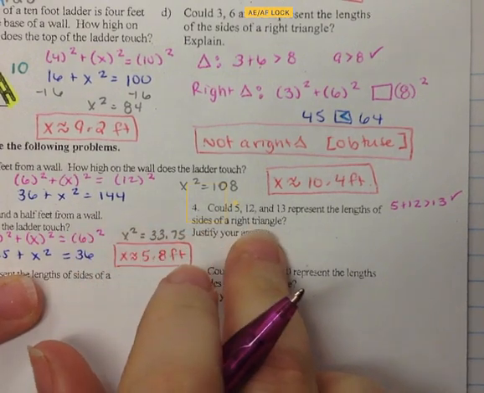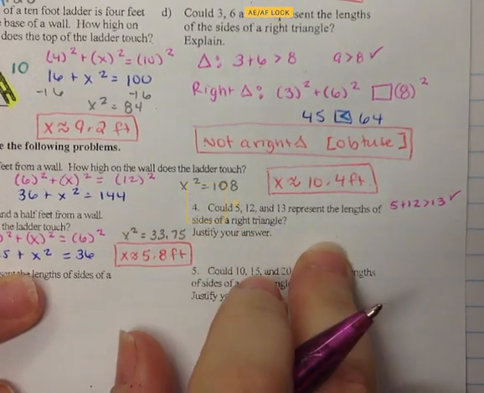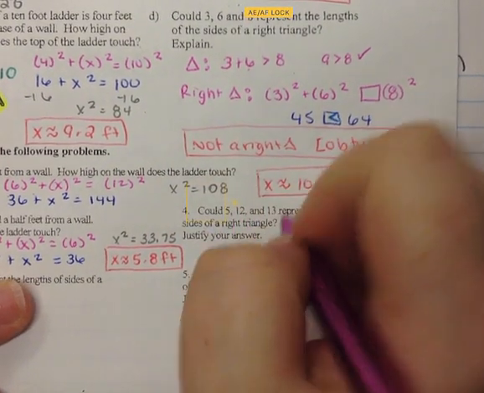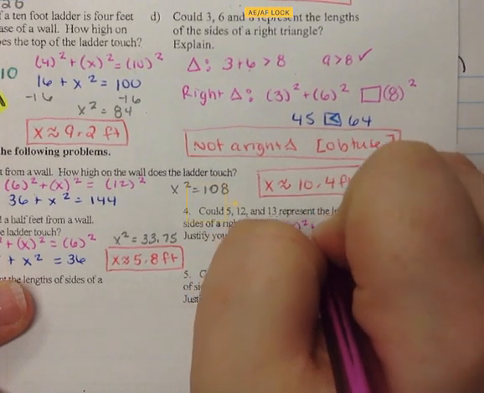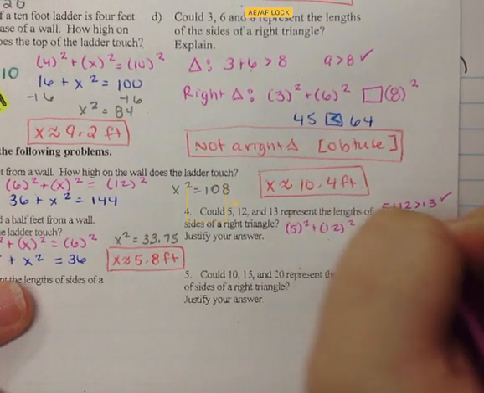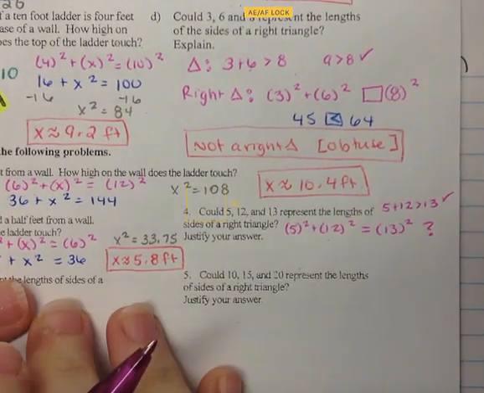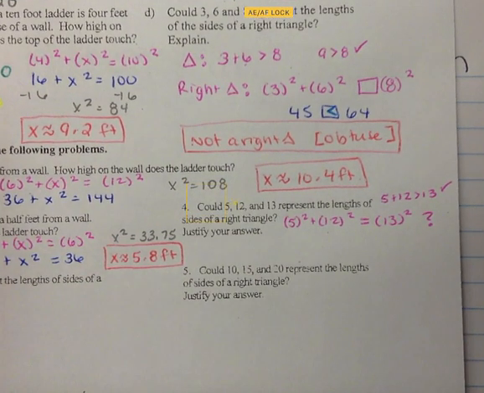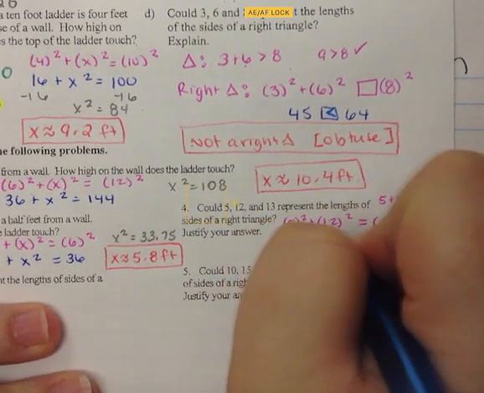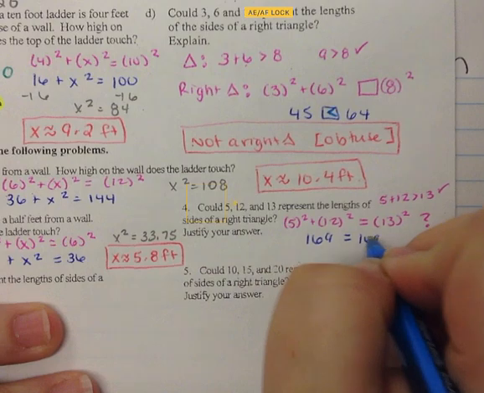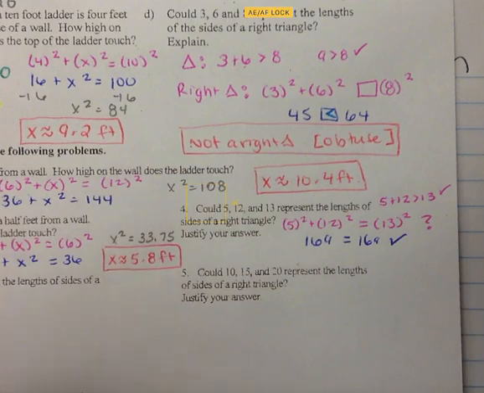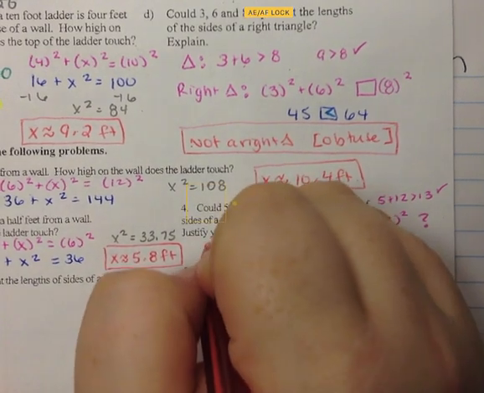To determine if it's a right triangle, a squared plus b squared has to be equal to c squared. So we have our two smaller lengths are your a and b. So 5 squared plus 12 squared has to be equal to 13 squared. That's our question. 5 squared plus 12 squared, so that's 25 and 144. That's equal to 169. 13 squared is 169. 169 is equal to 169, therefore this is in fact a right triangle.